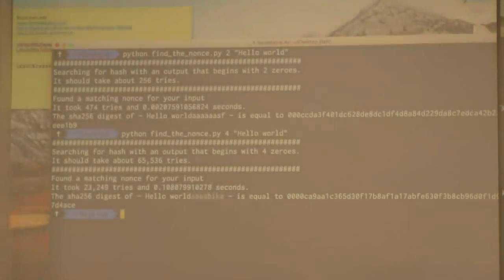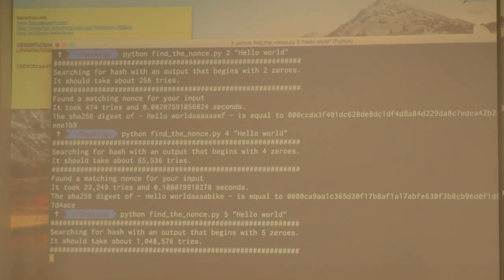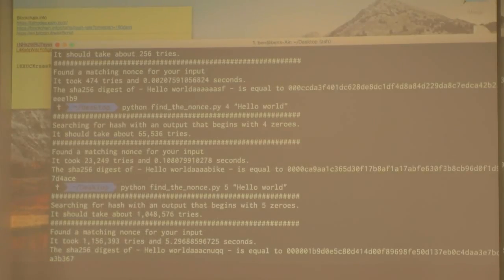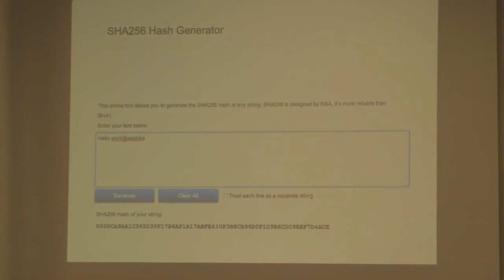Let's raise the stakes again. But notice it took a bit longer. It took 23,000 tries instead of 474 tries. It took 0.1 seconds instead of 0.002. So let's raise this to 5. There you go. Now it's taking a bit longer. It should take up to 1 million tries. There we go. And it took 1.1 million tries. It took 5 seconds. And this was the nonce that gives us 5 zeros at the beginning.